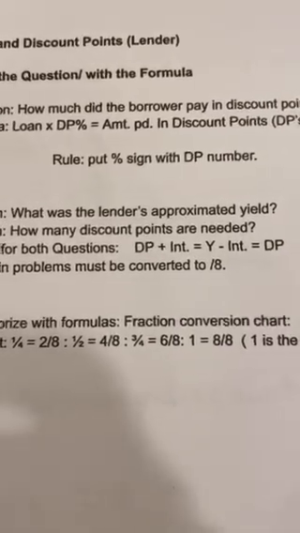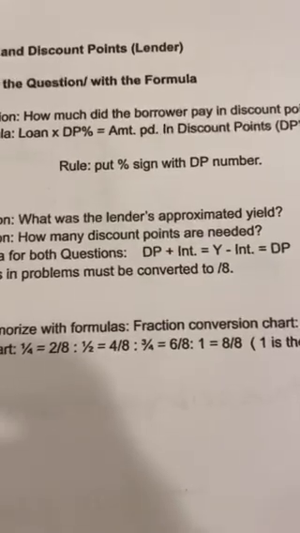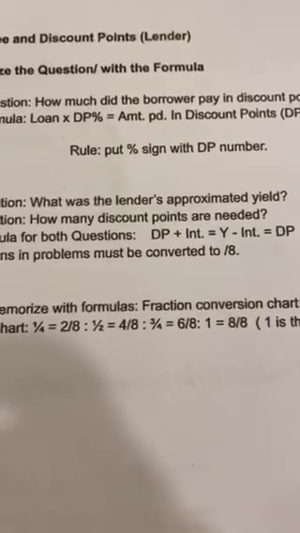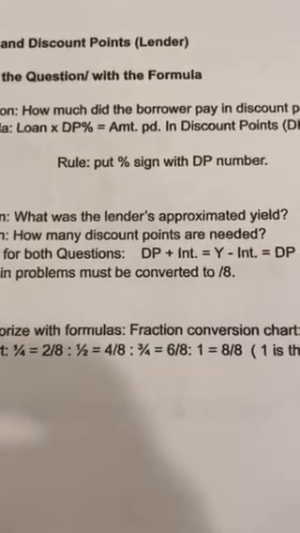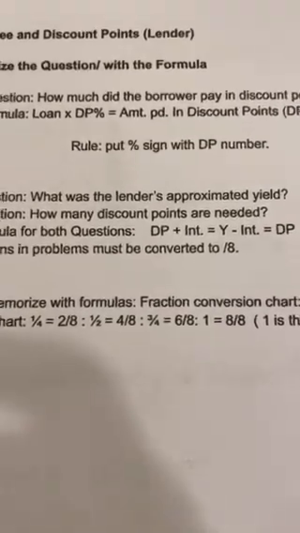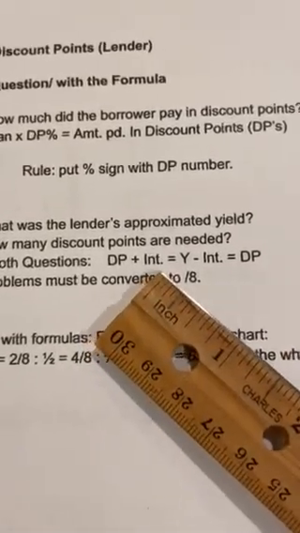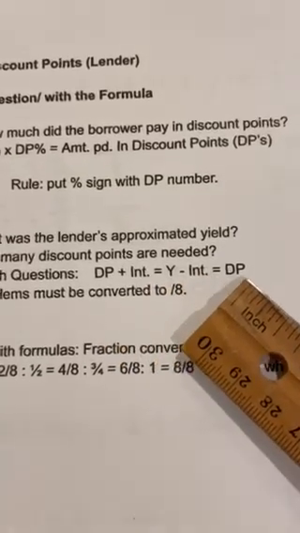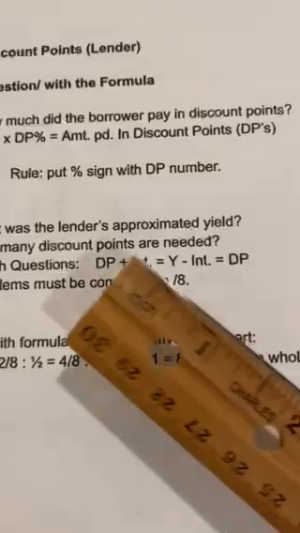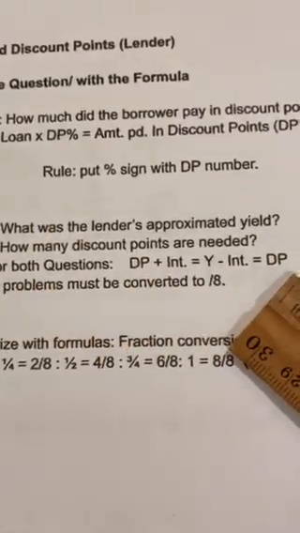What was the lender's approximate yield? The key words are, what was the lender's yield? And the next question, using the same formula: how many discount points are needed? This is the formula you need to memorize: DP plus interest equals Y for yield, minus interest equals DP, discount points. So you can answer both these questions with this one formula.